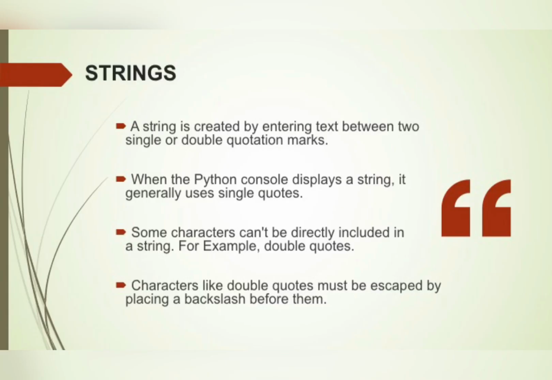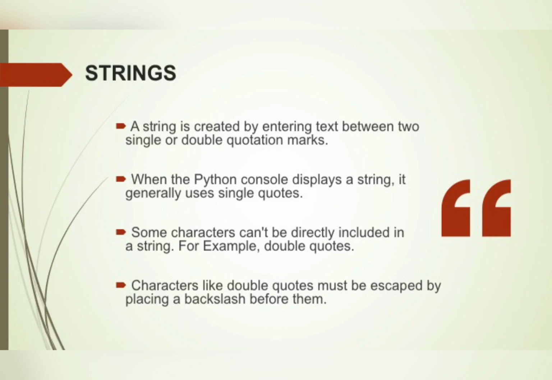If you want to use text in Python, you have to use a string. A string is created by entering text between two single or double quotation marks. When the Python console displays a string, it generally uses single quotes. The delimiter used for a string does not affect how it behaves anyway.